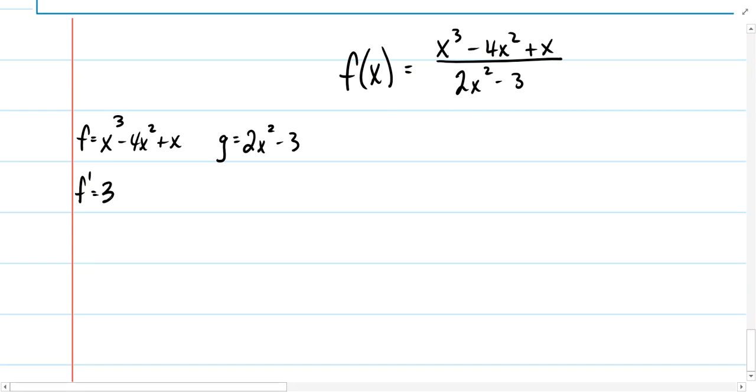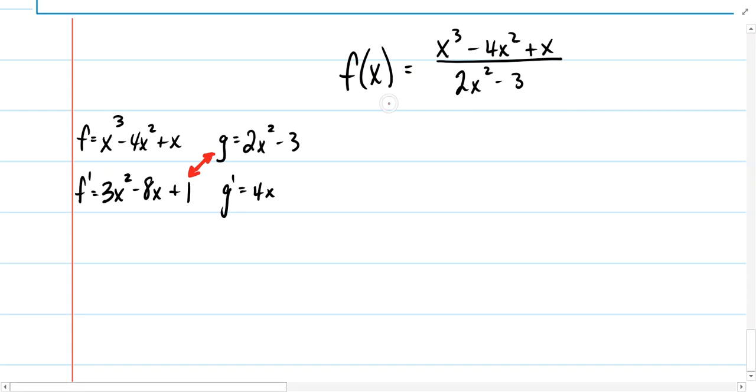Now we would find the derivative of each like we've done in the past. 3x squared minus 8x plus 1 and 4x. And again, the cross products are going to be necessary. We must start with this cross product first. We always start down this diagonal.